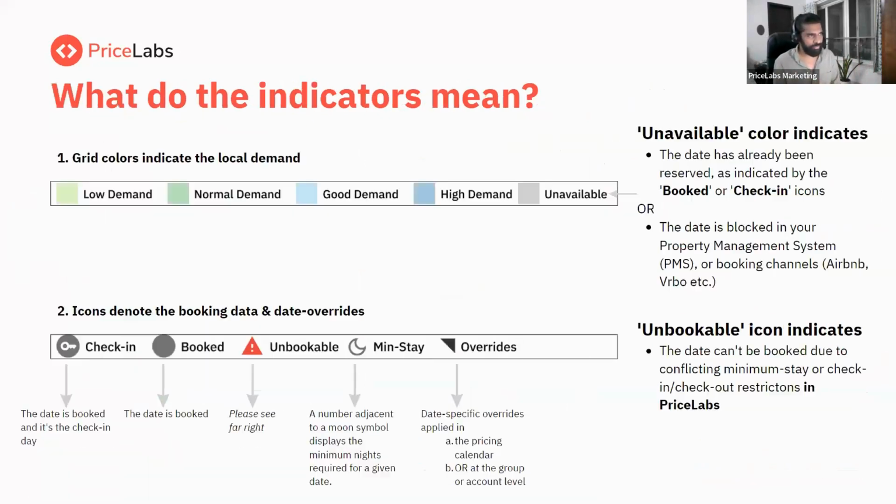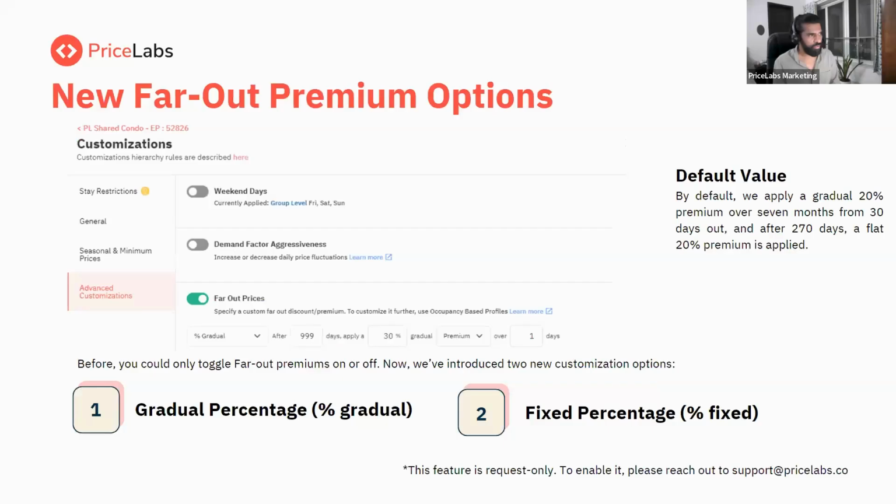And finally, like I know there were a few questions around far out premiums. If you don't see it in your account, please just reach out to support@pricelabs.co, and we will enable it for you. Always know that in webinars, sometimes the response time can be higher because there are a lot of people reaching out to our support team at the same time.